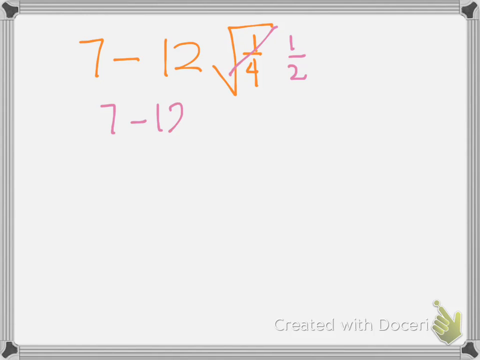Let's try 7 minus 12 times the square root of 1/4. Where do we start? P, parentheses, we don't have any. E, exponents and square roots. Yes. What's the square root of 1/4? 1/2, right? This is 1, this is a 2. So this is a 1/2. Now I have 7 minus 12 times 1/2. Who gets priority? Subtract or multiply? Multiply. What's half of 12? 6. And then 7 minus 6 is 1.